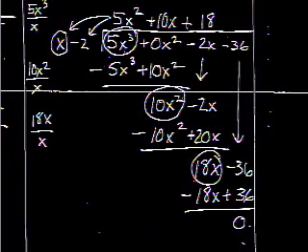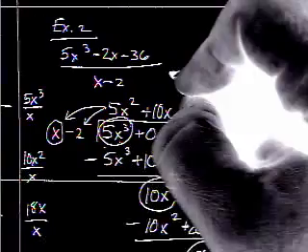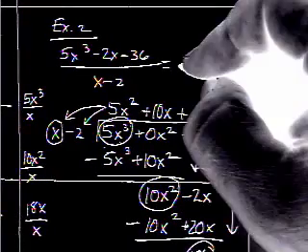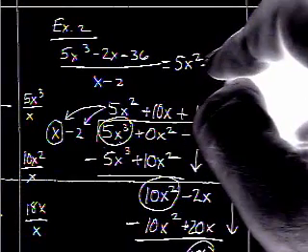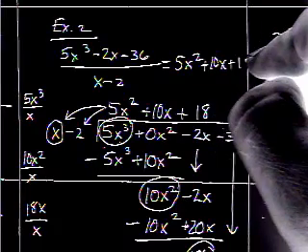My goodness, we ended up with one that had a remainder of 0. We've got to get something with a remainder here so you can see something like that. So that's going to be equal to 5x squared plus 10x plus 18.